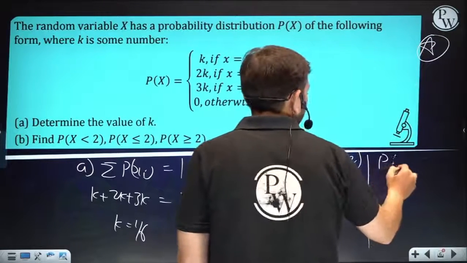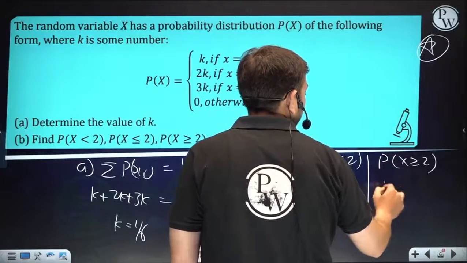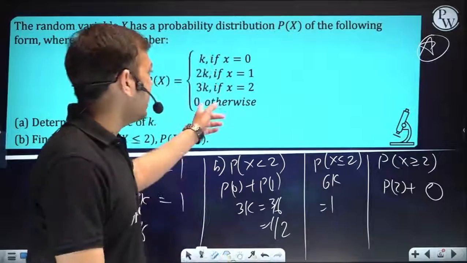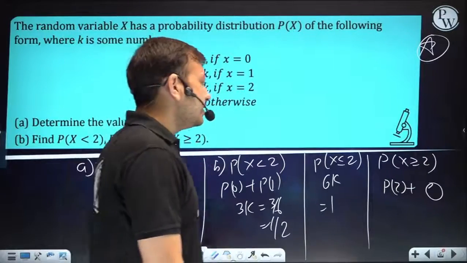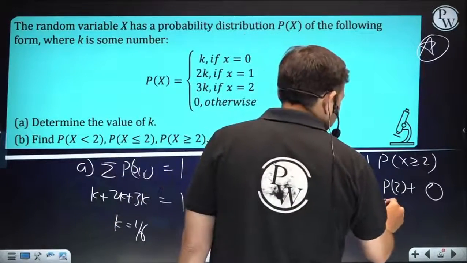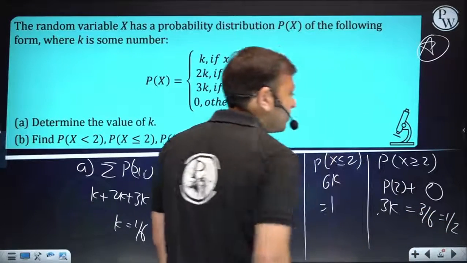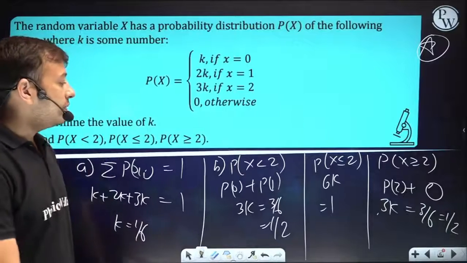And probability of X greater than 2. That means probability of 2 plus all zeros, because after 2, whatever you take, the probability will be 0. Now probability of 2 is 3K. That is 3 by 6, which will give you 1 by 2.